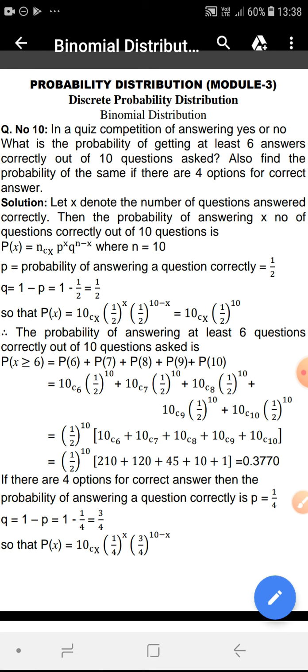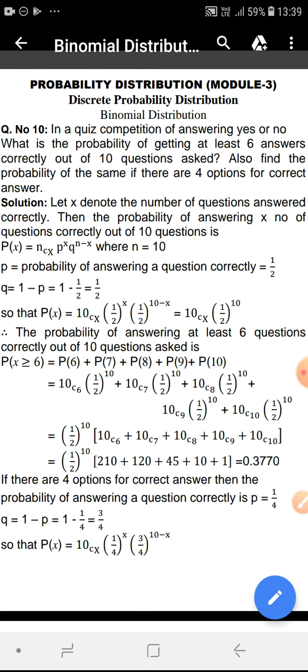So in the first part, there are 10 questions. For each question in the answer part, there are 2 options, yes or no. One will be correct, the other one will be wrong. So out of 10 questions, what is the probability of getting at least 6 answers correctly? Let X denote the number of questions answered correctly.